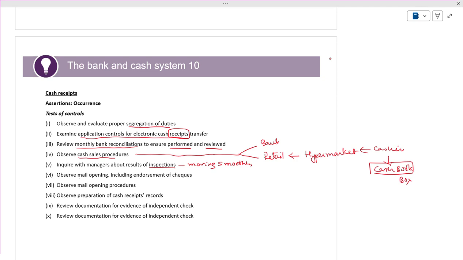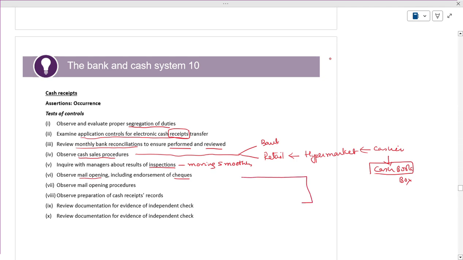Observe who is opening the mail. Mail is nothing but the courier. Who is opening it? Whether two people are opening it, including the check endorsement. At least two people have to be there. One should open, one should record, and one should verify. Because we don't know how the checks are handled, there may be fraud on checks.